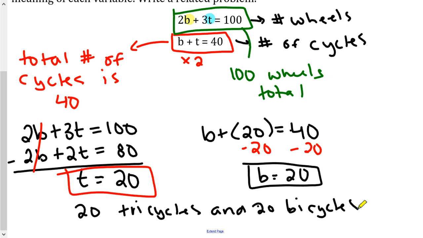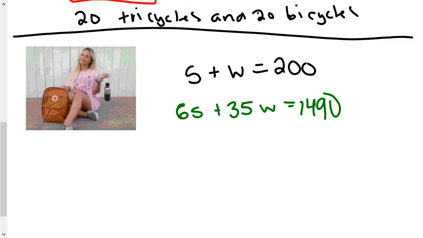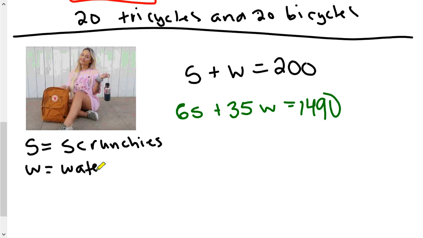So let's quickly brainstorm one more equation that we could create. You're walking down the halls of a local Calgary high school, and you are looking at the number of scrunchies and the number of water bottles belonging to a group of Visco girls. And so you find out that there's 200 of them. Of all the scrunchies and all the water bottles, there's 200 total. And they're probably in different ratios.